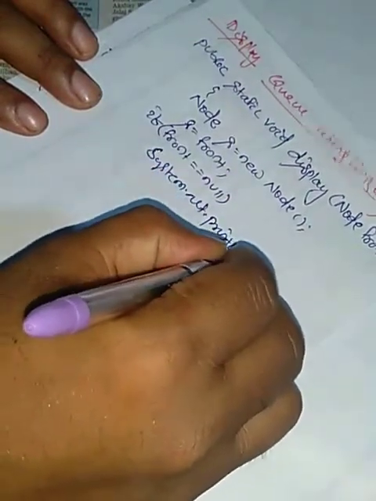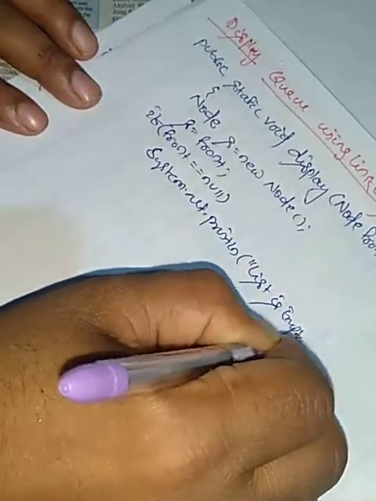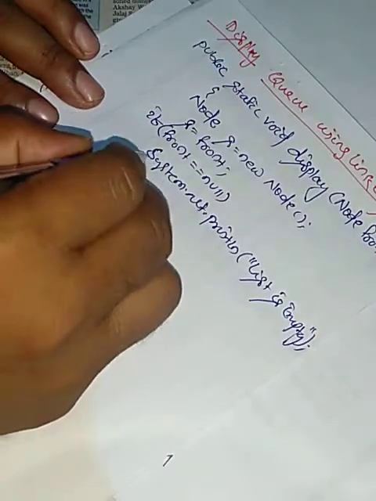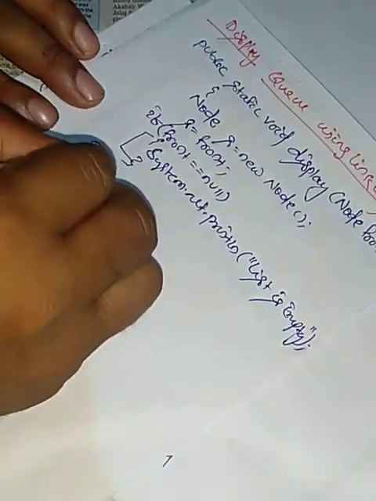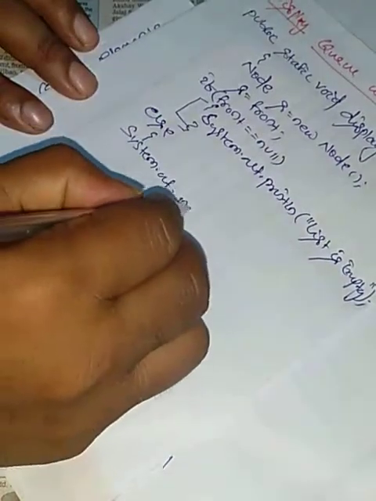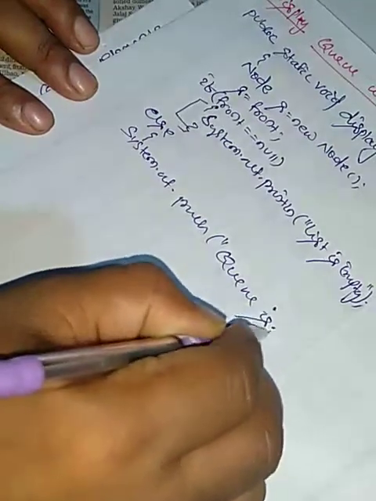System.out.println("list is empty"). So now if the list is empty, that's final, but otherwise, if the list is not empty, what will we do? Else, System.out.println("queue is"). What is the queue? We'll start from s, which is front.